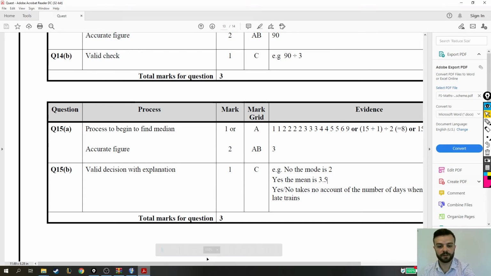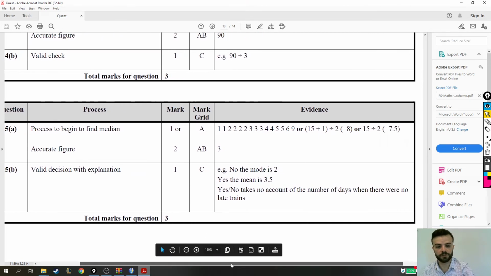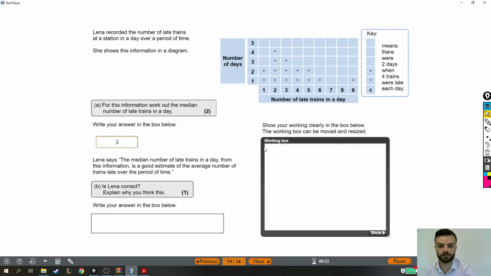Or alternatively, the third option they give, you could have said it doesn't take into account the number of days where there were no late trains. So if we look back to our diagram, there were probably days where there were no late trains, but that's not included on our diagram. You can see that for 7 and 8, there were no trains that were late on those days, and they just didn't include any stars. So if there were actually days where there were no late trains, they could have put that on the diagram too. So that's not being taken into account. So I think this is really tricky.